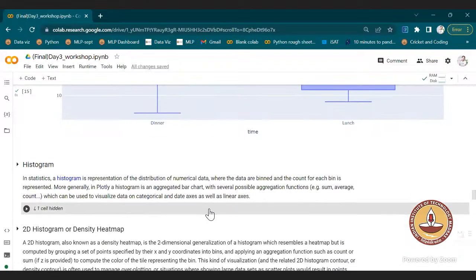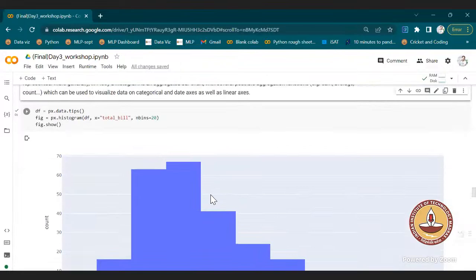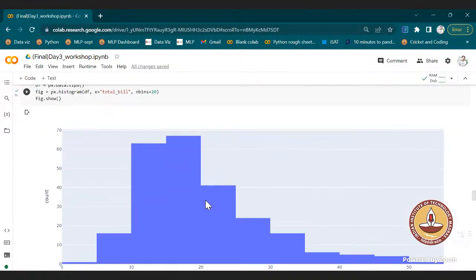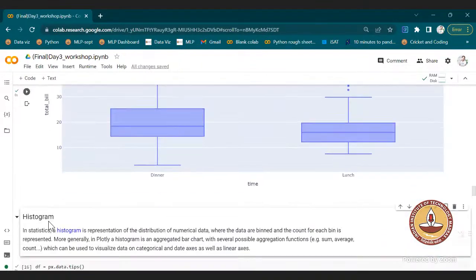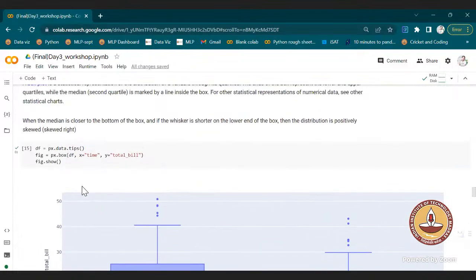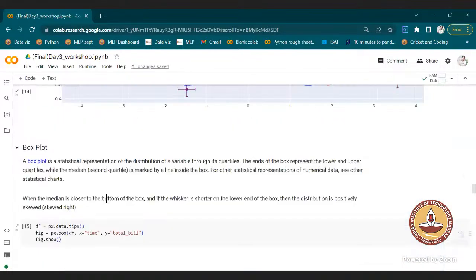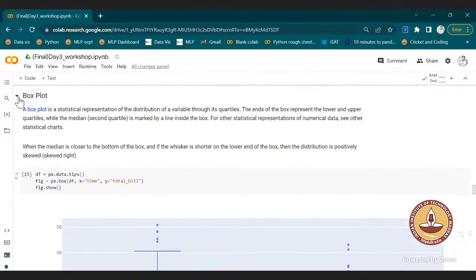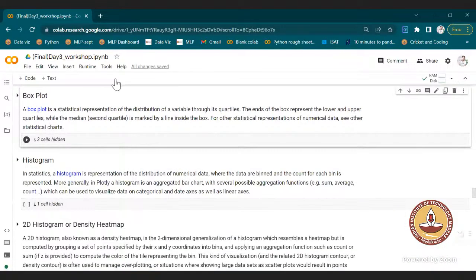Again, histogram you would have used in many libraries. I assume since you have completed the statistics course, you have an idea. So when should you use a histogram? Anyone who has not spoken yet, question to them. Sir, I have a distribution.